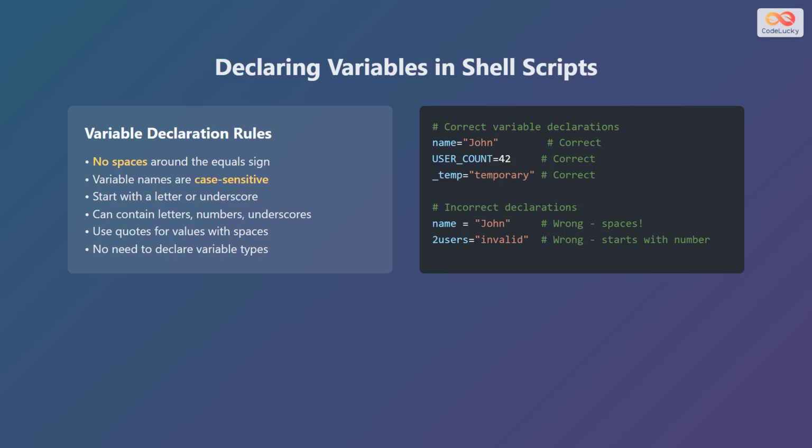Here are some examples of correct and incorrect variable declarations. Correct variable declarations include name=John, user_count=42, and _temp=temporary. Incorrect declarations include "name = John", which has spaces around the equals sign, and 2users=invalid, which starts with a number.